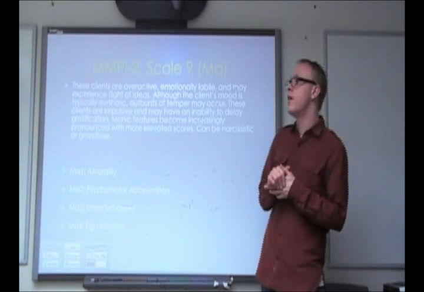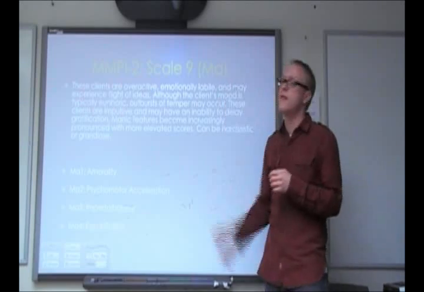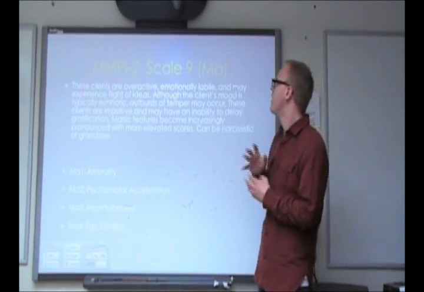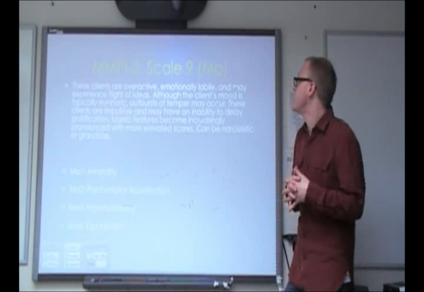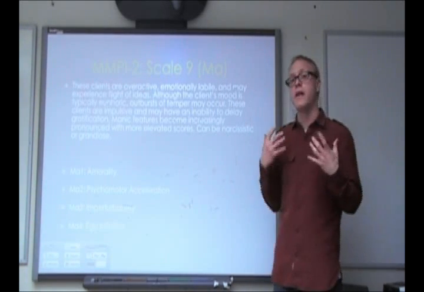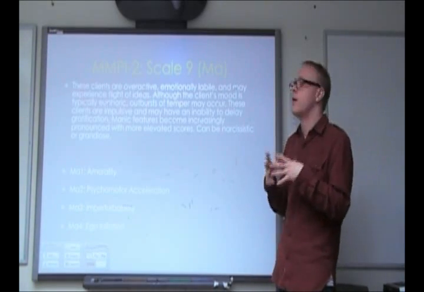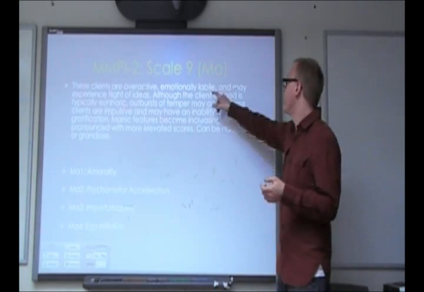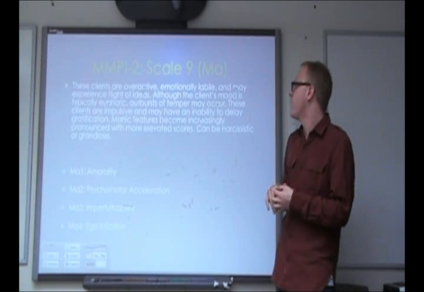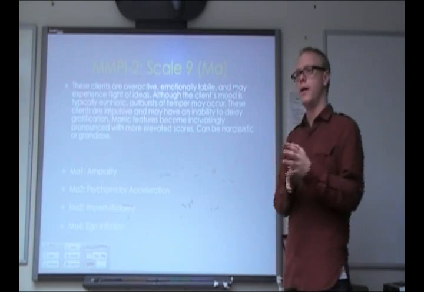So, almost done with these. High scale 9, MA, stands for mania. Clients might be overactive, emotionally labile, and may experience a flight of ideas. Although they tend to have a positive euphoric mood, outbursts of temper may occur. So that's part of the lability, sort of like ups and downs. Clients are impulsive and might have an inability to delay gratification.